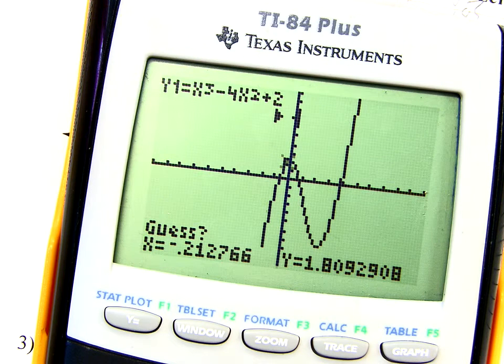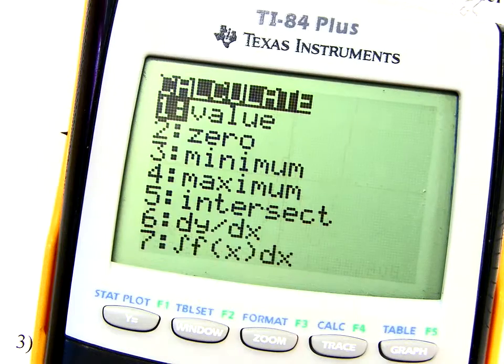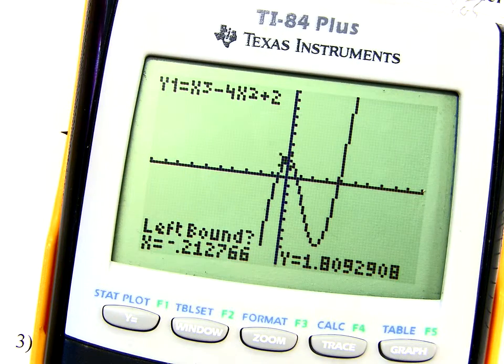Mine keeps saying error. That means you're not going to the left and then to the right. If you're getting an error, do second calc choice 2. Move your blinky guy as close to that x-intercept as you can possibly get.